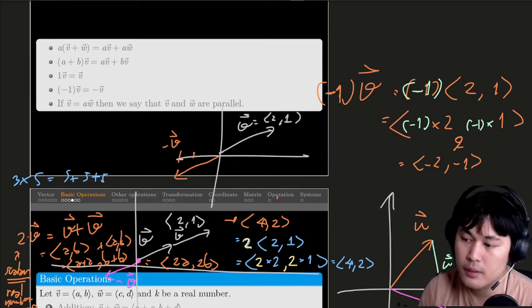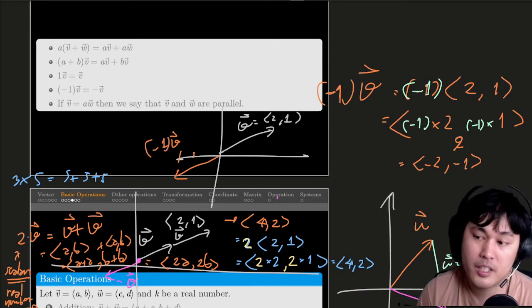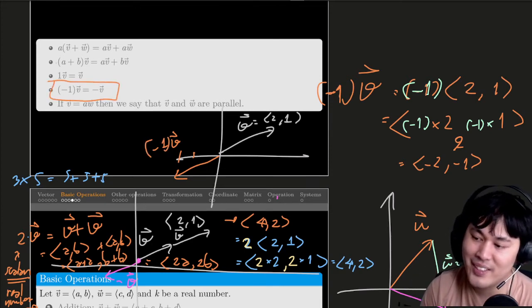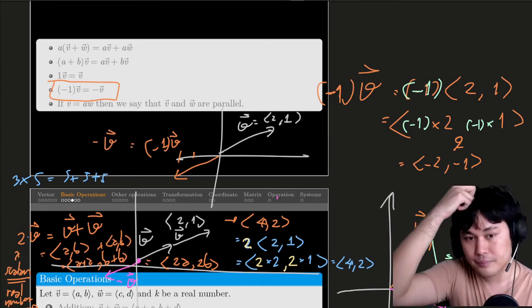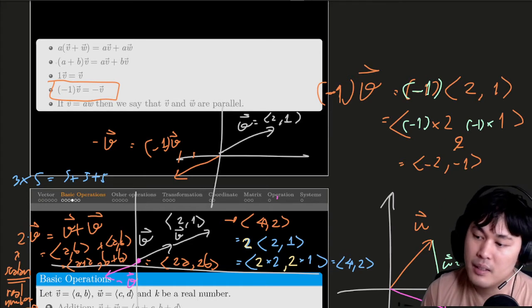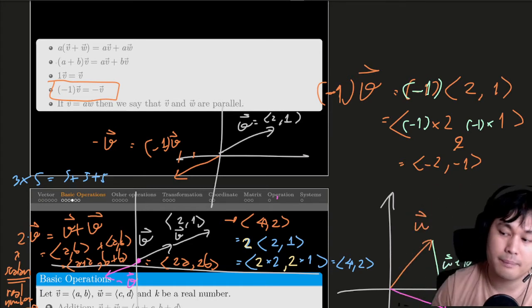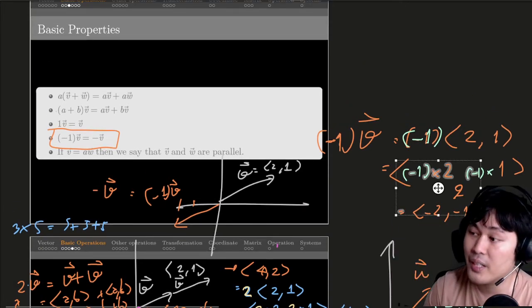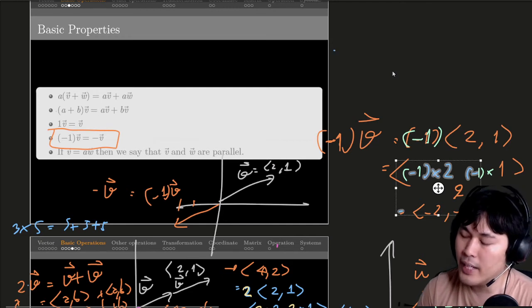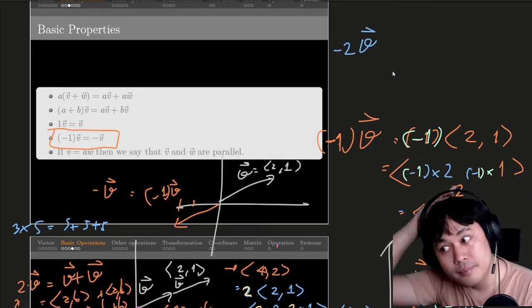Here's -v, -1 times v, which of course we can abbreviate, as you can see up here. That's just -v. So that's what I mean by multiplying by a negative number, by negative one. It flips the vector. And what if you multiply it by -2 or -3 or something?